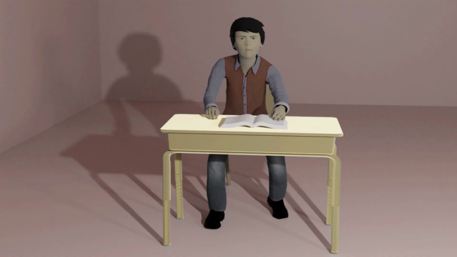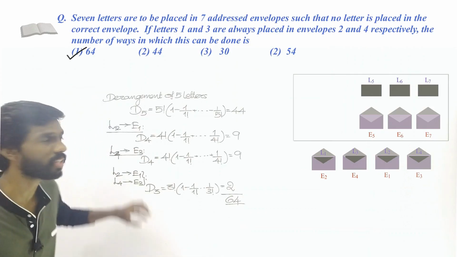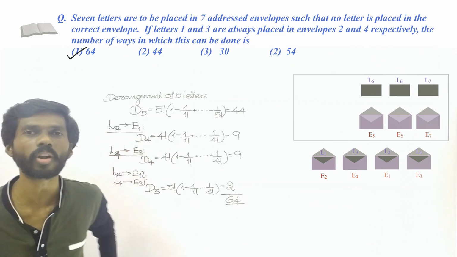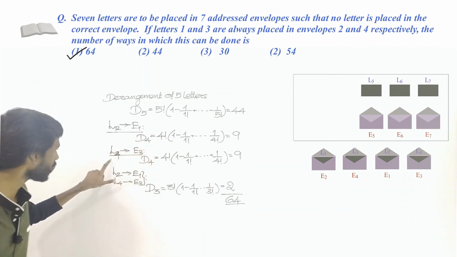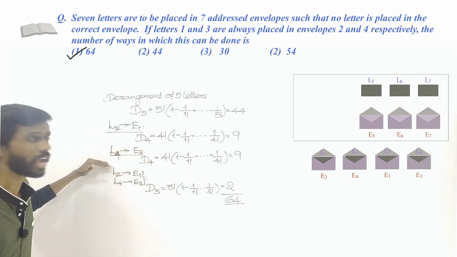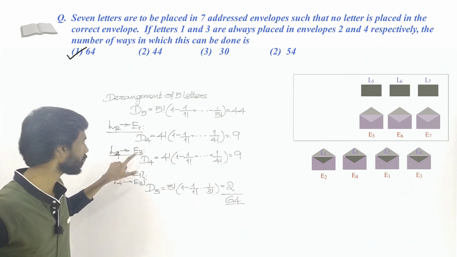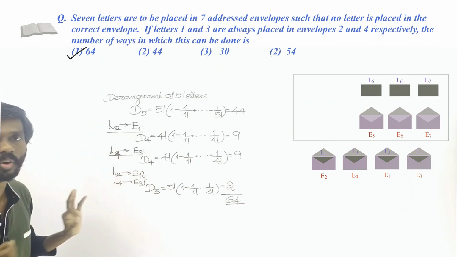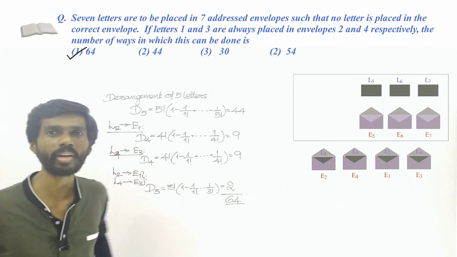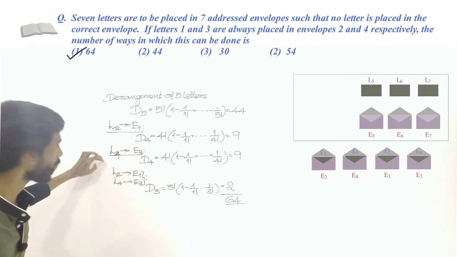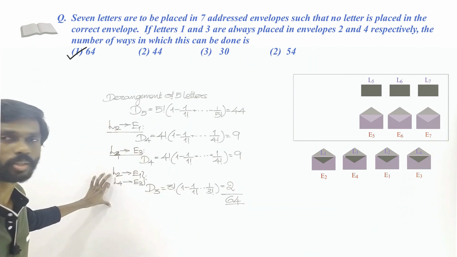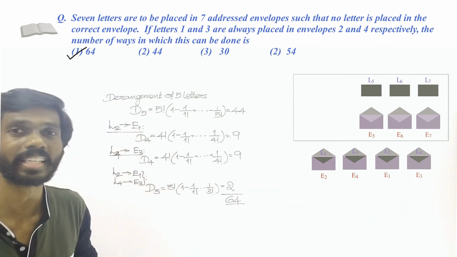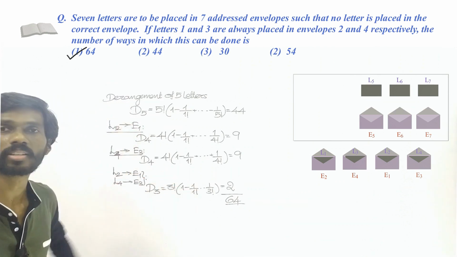Are there any repetitions? See, there are no repetitions here. When you consider the case when L2 is placed in E1, we consider the derangement of the remaining 4 objects. That rules out the case when L4 is placed in E3, so this has to be added separately. And similarly, when L4 is placed in E3, we have deranged the remaining cases. So these two cases have nothing in common, so they have to be added separately. It is not like inclusion-exclusion. There are no common values here, so all these cases are exclusive. That's why we consider all these cases separately, and this total is our answer.